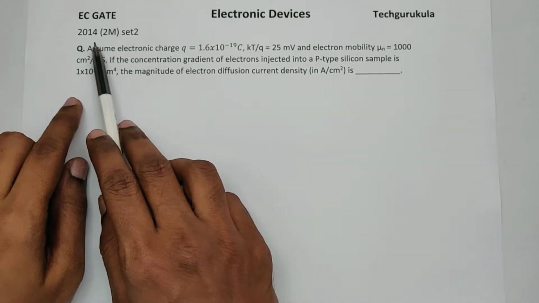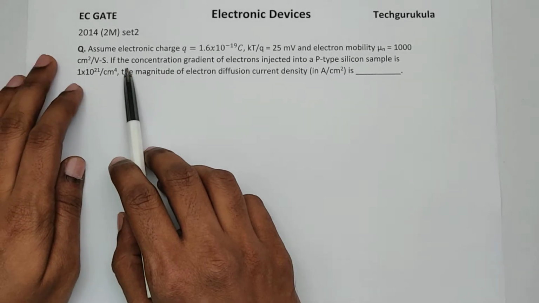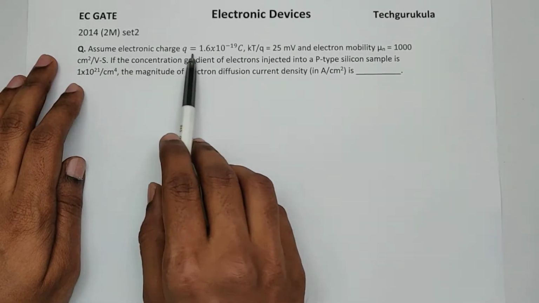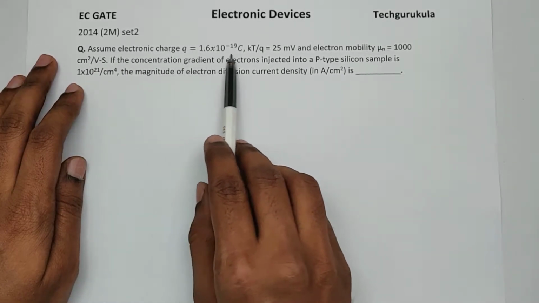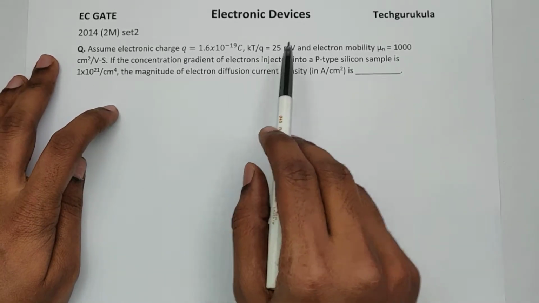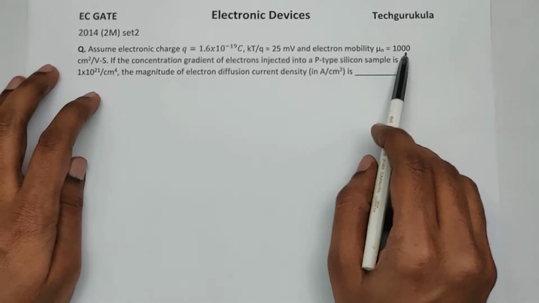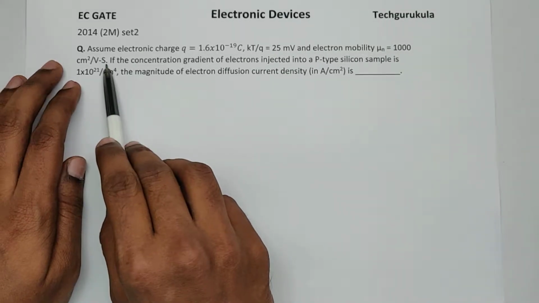This question came in 2014 for 2 marks in set 2 for EC GATE. The question states: assume electron charge, standard value 1.6 times 10 power minus 19 coulomb, and kT by q, which is thermal voltage, is given as 25 millivolts, and electron mobility is given, mu n, 1000 centimeter square per volt second.